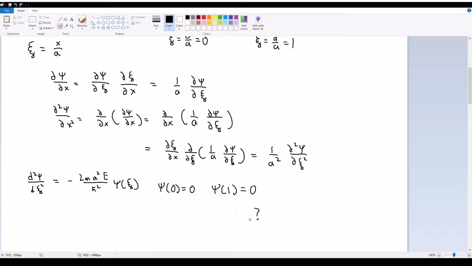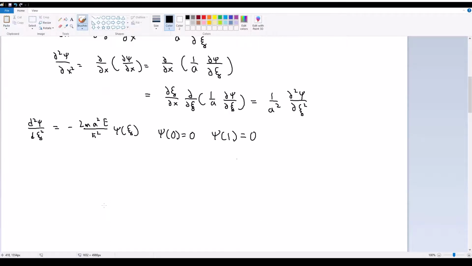But first, I'm going to do the conversion. So I'm going to reassign this into two first-degree ODEs, and I'll worry about this problem after that. I'm going to write u1 is equal to psi, and u2 is equal to psi prime. If you're not familiar with this process, look back at 2.55 and 2.56. Then our new system is going to be u1 prime is equal to u2, and u2 prime is equal to, and I'm going to redefine this as k. So I'm going to say k is equal to 2ma squared E over h bar squared, so negative k times u1.